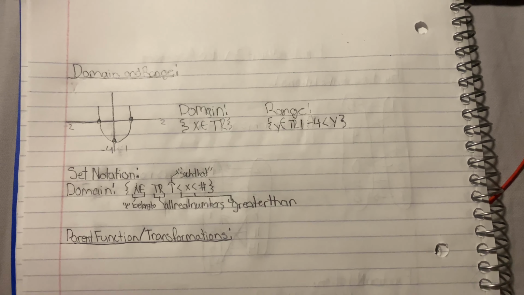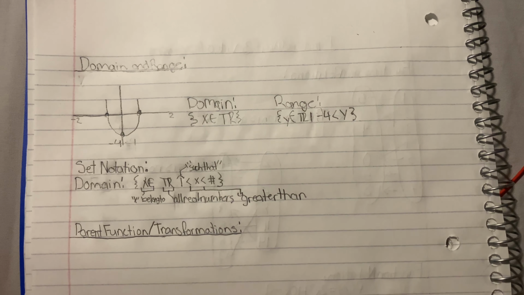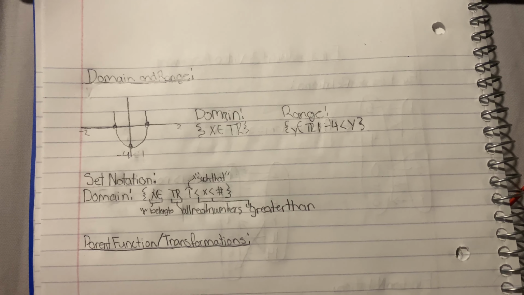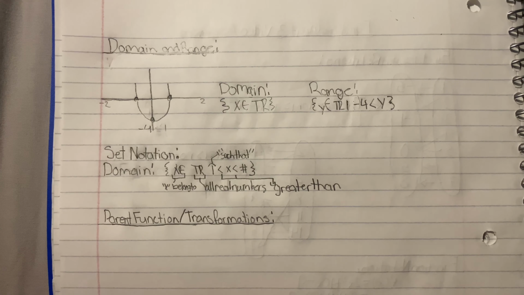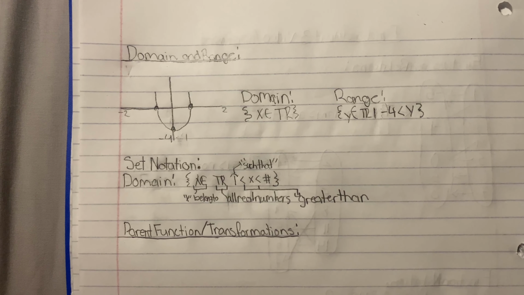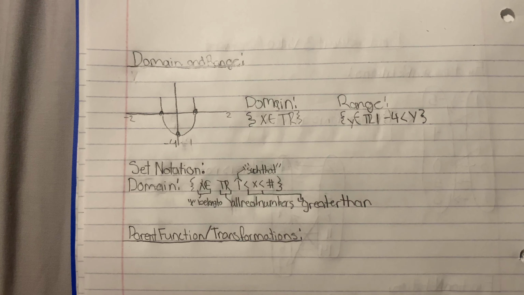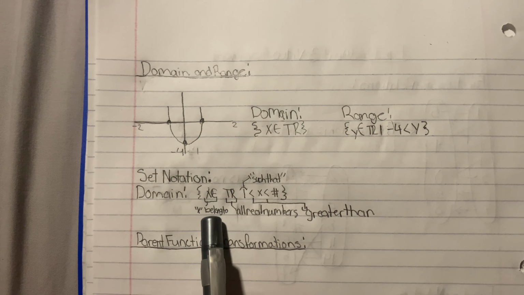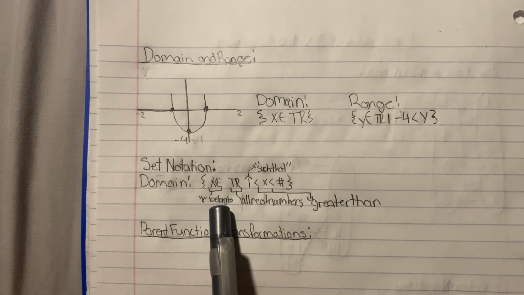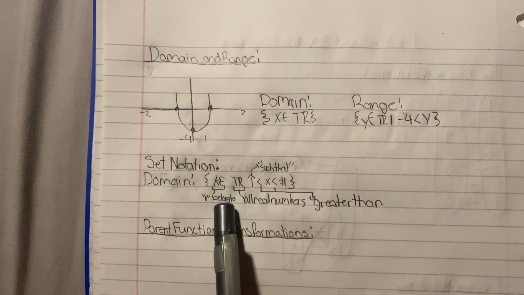Now we will focus on domain and range. Domain describes a set of values on the x-axis, and the range describes a set of values on the y-axis. The domain and range is a general notation. It consists of a set of curly brackets. This right here represents what a variable belongs to.